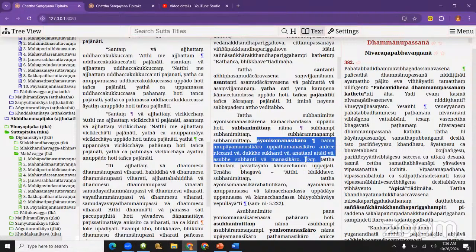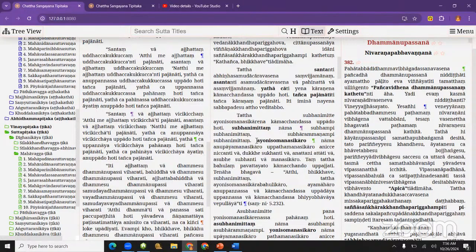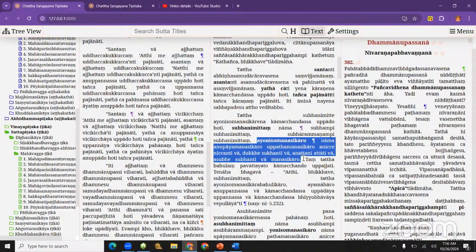What is the manasikaro? Ayoniso manasikara, actually, is unwise attention. Ayoniso manasikaro nama anupaya manasikaro. Anupaya means, upaya means expedient. You have some strategy or expedient. That is the upaya. Now here, anupaya. Manasikaro means attention. So then unwise attention is inexpedient reflection.